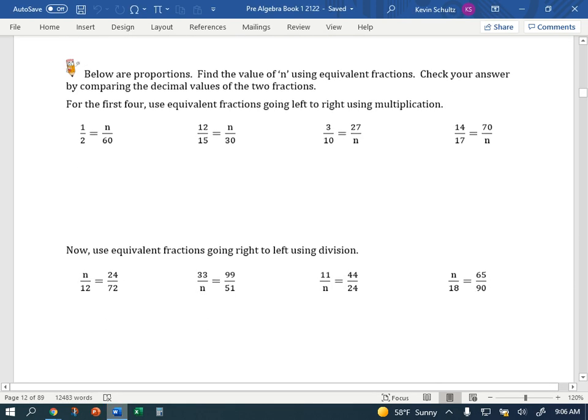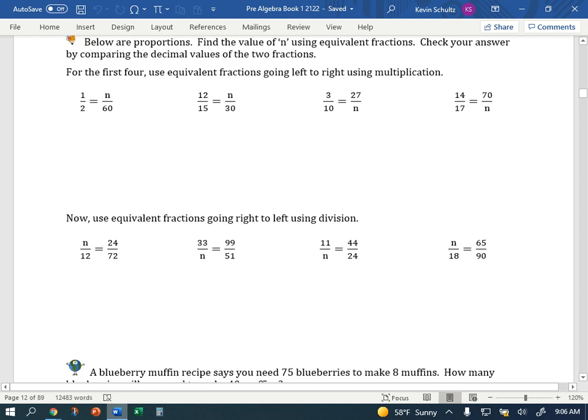The first one, 1/2 equals n/60. Tell me what the value of n is. Griffin, how'd you get there? Yeah. Okay. Recognizing that we've got a fraction of 1/2. Well, 1 is half of 2, so n is half of 60. That's going to be 30.